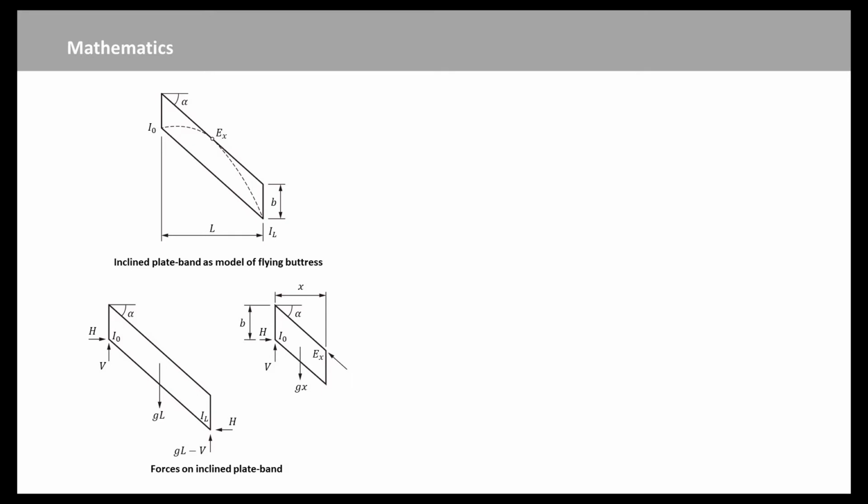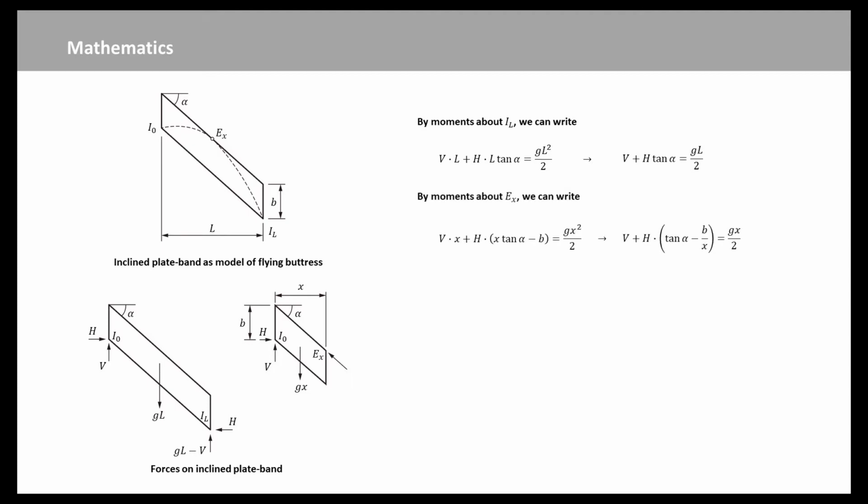If the weight per unit horizontal length of the buttress is G, then this figure shows the forces on the complete buttress and those on a portion of the buttress of length X. By moments about IL, we obtain this equation. By moments about EX, we get this expression. Combining the two equations, we have the H expression.